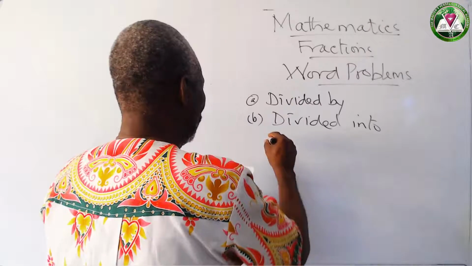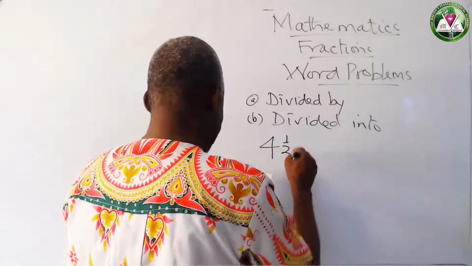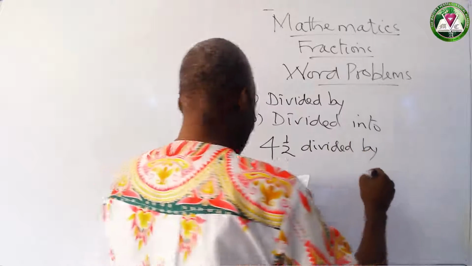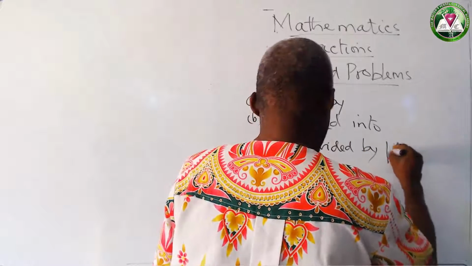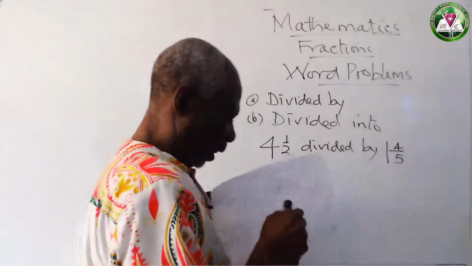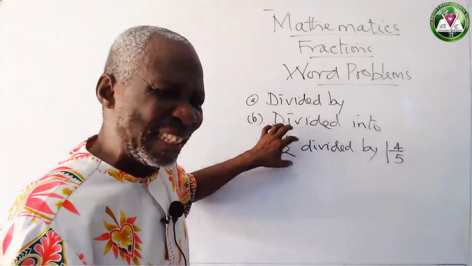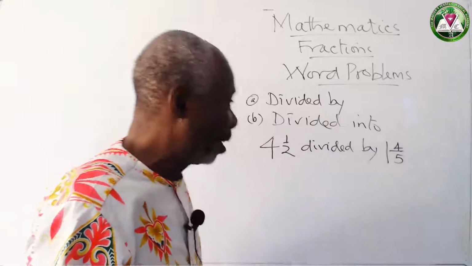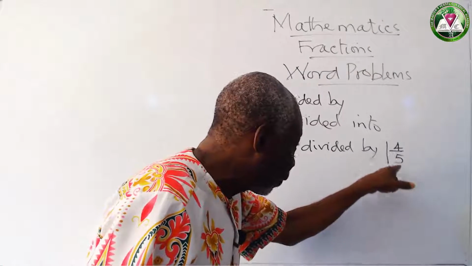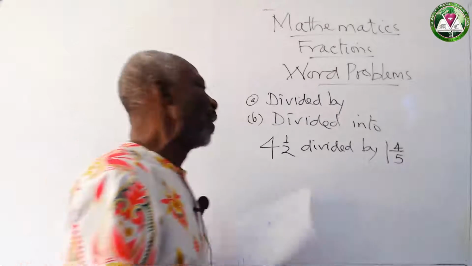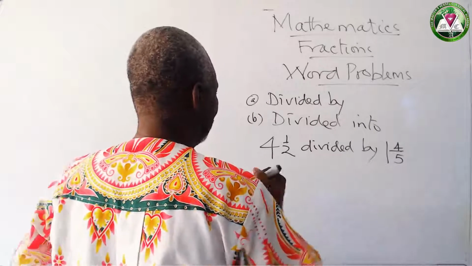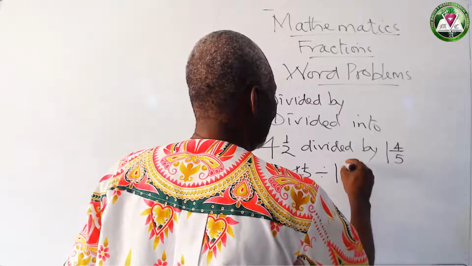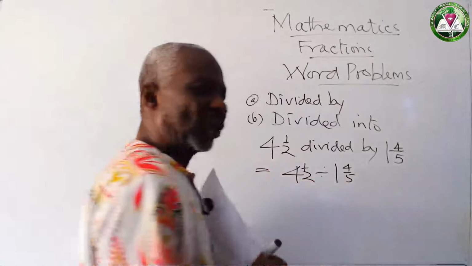Now I have 4.5 divided by 1/4. That's what they gave me. You see, this is the main owner of the problem, 4.5. You are the one that we are going to cut into pieces. And who is going to cut you? 1/4 is the one that cuts you. So we start solving. So this now becomes 4.5 divided by 1/4. I know that once you're able to translate, you can easily solve. But let's solve for convenience sake.